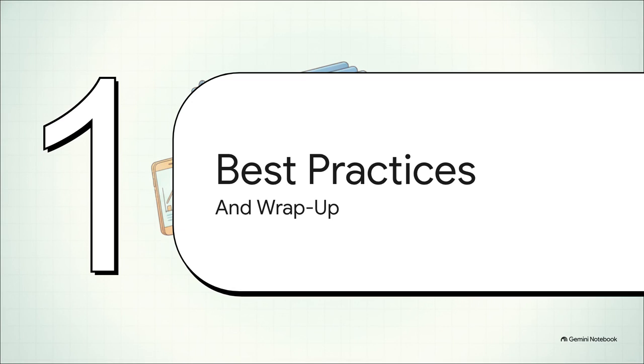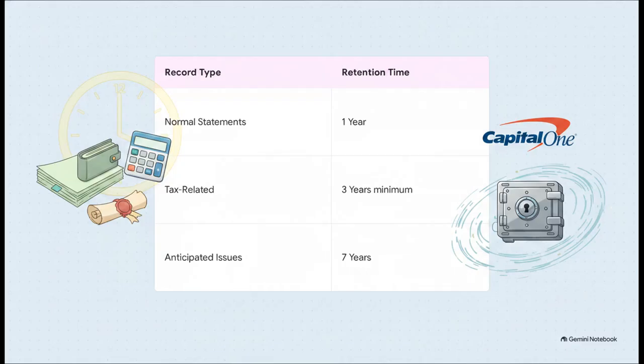Finally, Section 6, Best Practices and Wrap-Up. Now, what's really interesting about this slide is comparing standard everyday budgeting habits with those strict IRS guidelines. For normal day-to-day bank statements, just holding onto them for 1 year is generally totally sufficient. But the IRS actually recommends keeping any records tied to your tax returns for a bare minimum of 3 years. And get this, if you anticipate any complex issues or audits down the line, the absolute gold standard is holding onto those statements for 7 full years, which, conveniently enough, perfectly aligns with Capital One's digital archive window.